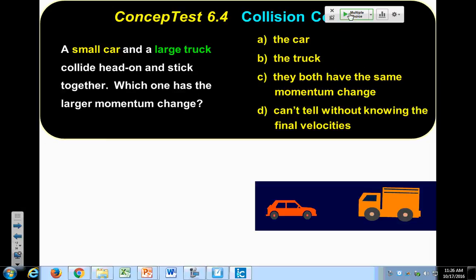A small car and a large truck collide head-on and stick together. Which one has the larger momentum change? Think about this in terms of Newton's laws. I have this big object and a small object, and they collide, and they both experience a change in momentum. But which one will experience the larger? Or do they have the same?